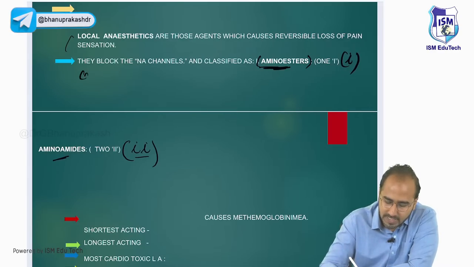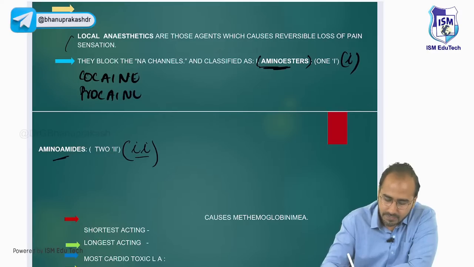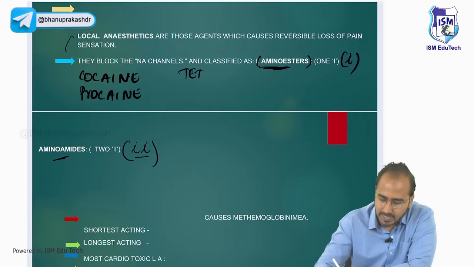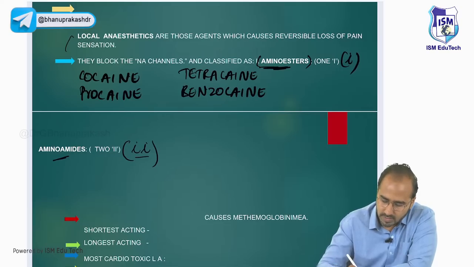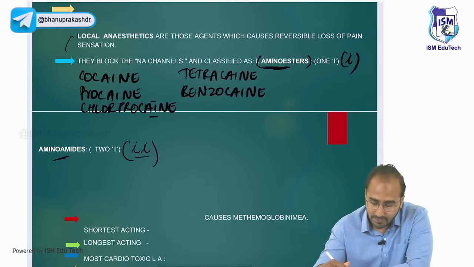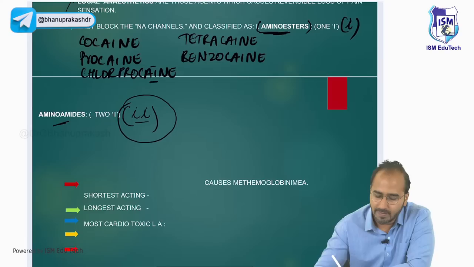Examples of amino esters are cocaine, procaine, tetracaine, benzocaine, chloroprocaine. So remember, amino esters have one I, whereas aminoamides have two I's. Examples of aminoamides: the commonly tested aminoamide is what, guys?